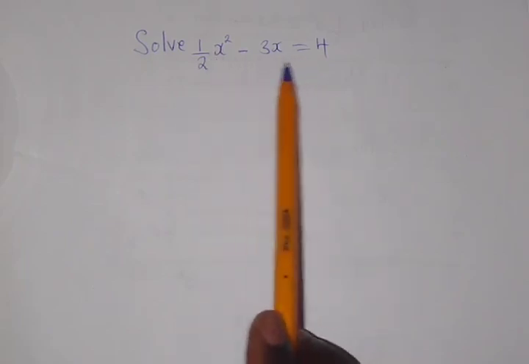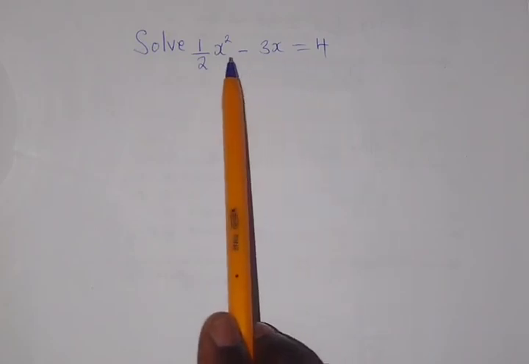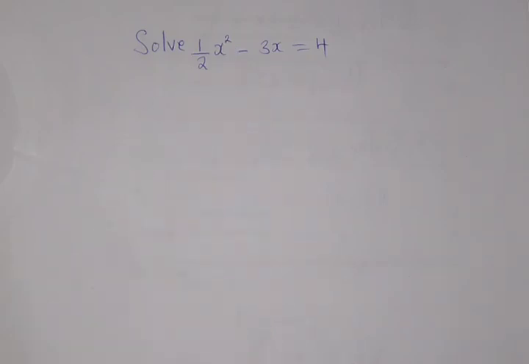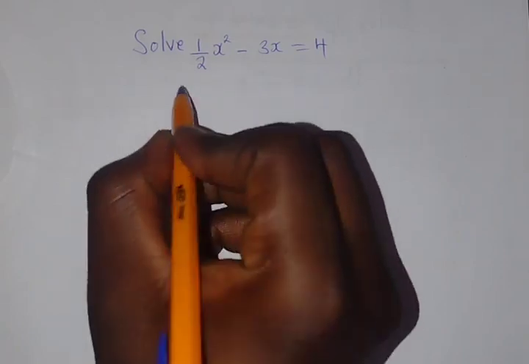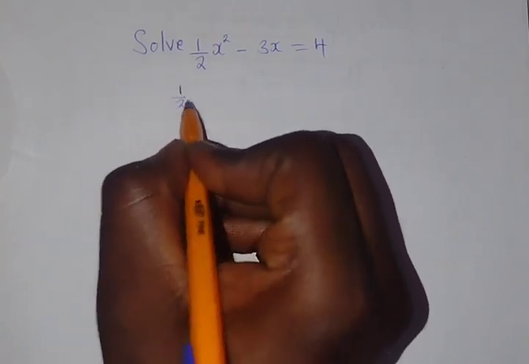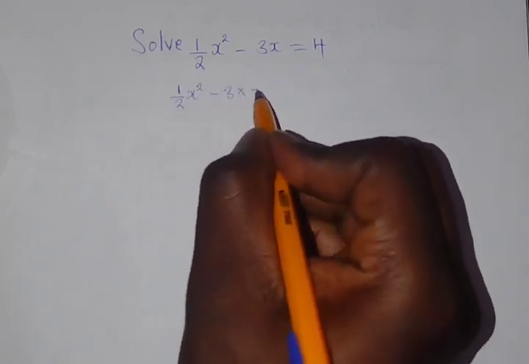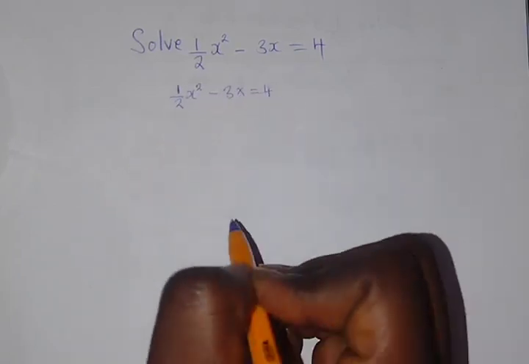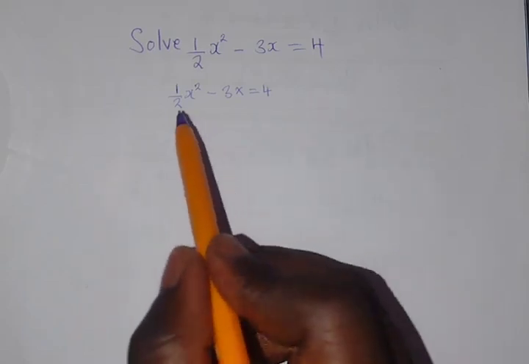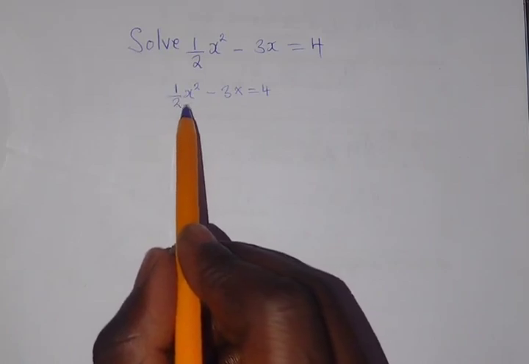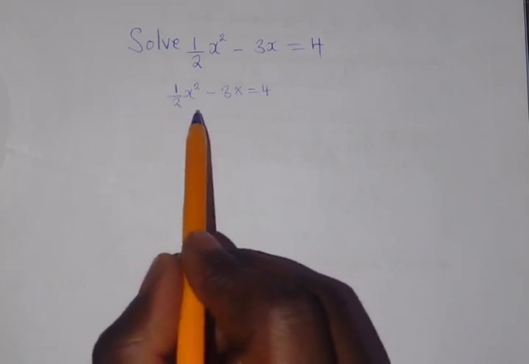As you can see, this is a quadratic equation because we have x which is raised to the highest power of 2. So the first step is we are going to rewrite the question, which is 1/2 x² minus 3x is equal to 4. Then from here, we can observe that we do have a fraction, 1/2. So we are going to get rid of the fraction.